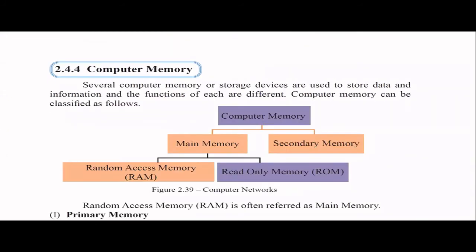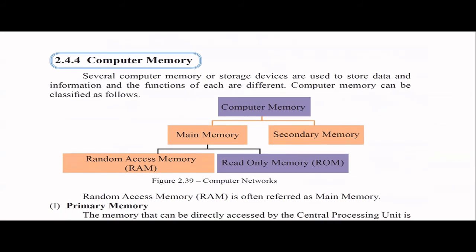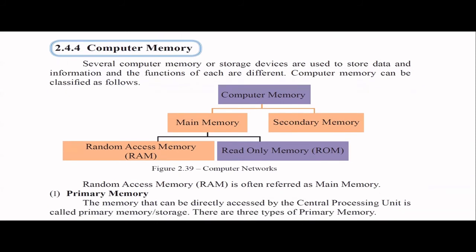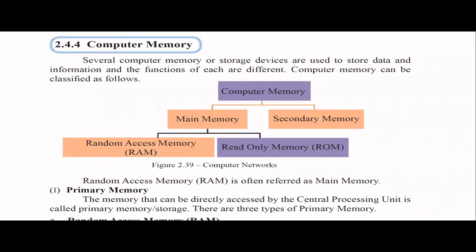Okay, now comes the computer memory. Now we learn about input devices, output devices, and CPU. Now comes the computer memory. So memory is actually the storage devices, right? Where we use to store data and instructions, right? So there are actually different types of computer memory.